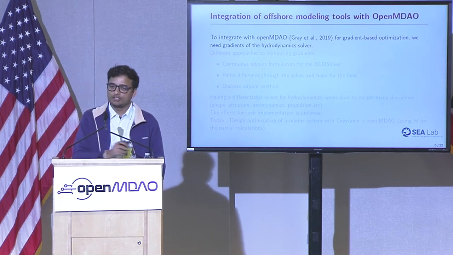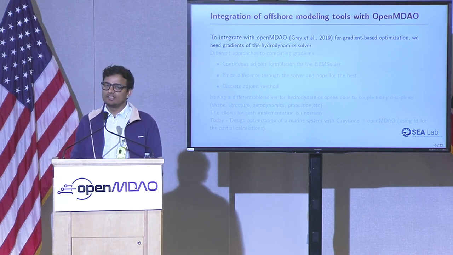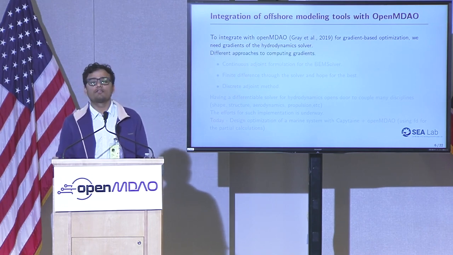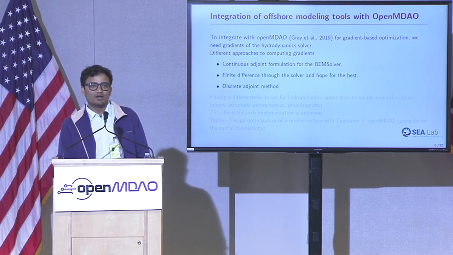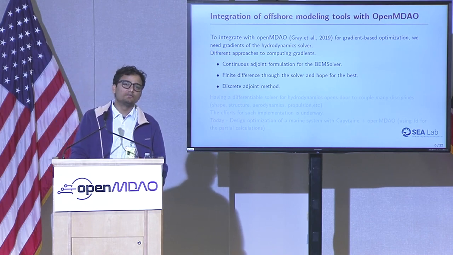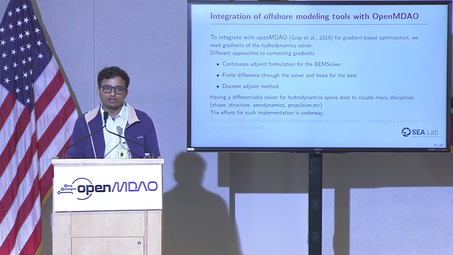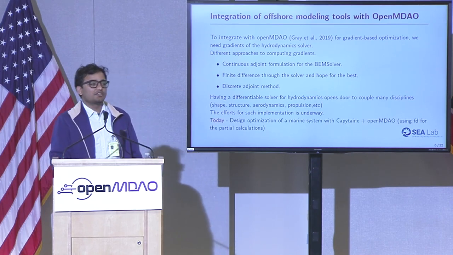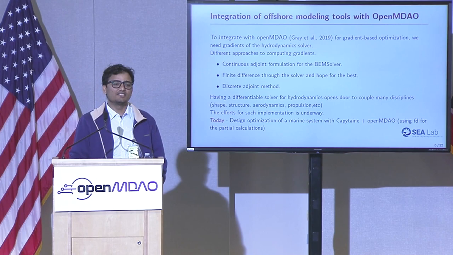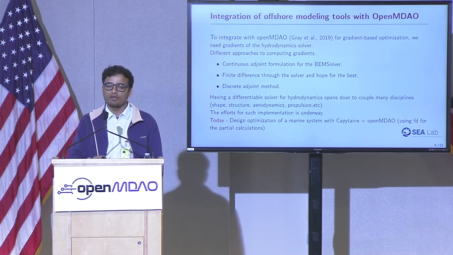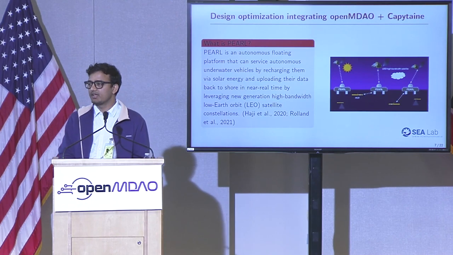To integrate these tools I just mentioned with OpenMDAO for gradient-based optimization, we need gradients. There are a lot of options for that: continuous adjoint formulation, finite differencing and hoping for the best, basically, or a discrete adjoint method. Having a differentiable hydrodynamic BEM solver will open the door to a lot of other modeling and many other disciplines. But today, since this is very much work in progress, I'm going to be using finite difference, to just get it done and have something better than nothing, basically. So the novel offshore system I'm going to be trying to optimize is Pearl.